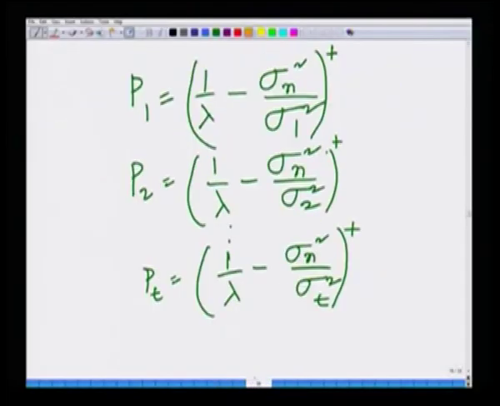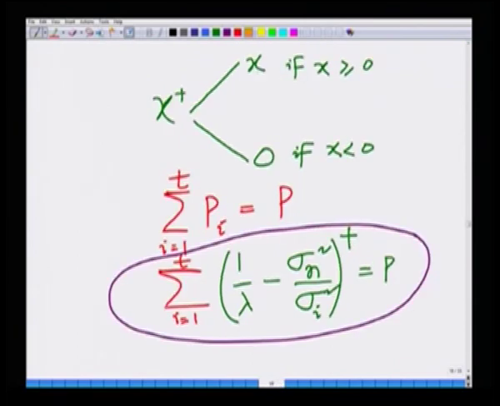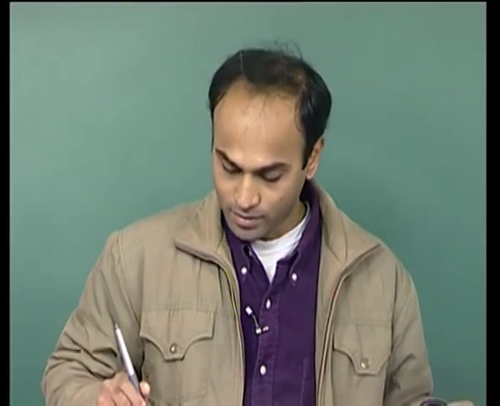We solved this optimization problem and we said the optimal allocation is Pi equals 1 over lambda minus sigma n squared divided by sigma i squared, with a plus. Keep in mind, sigma n squared is the noise power, sigma i squared is the singular value, that is the gain associated with the ith channel. So, there is a difference between these two sigmas. The plus indicates that it is equal to this quantity if it is greater than 0, simply 0 if it is less than 0, because power cannot be less than 0.